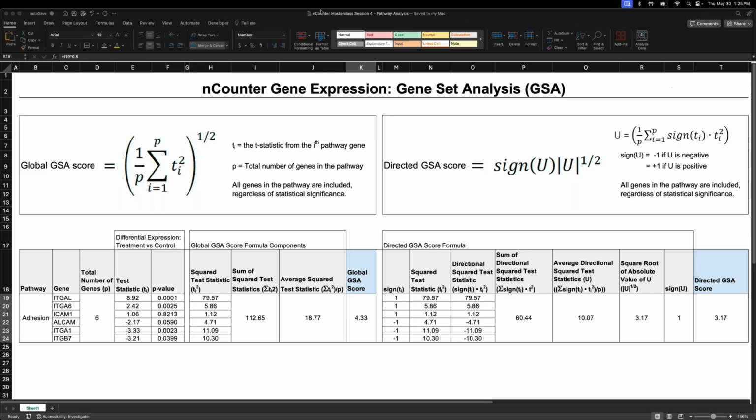I've got to move a couple windows here. So it's calculated basically the same way. It's basically the same thing, but now we take into account, are these T statistics positive, indicating upregulated, or are they negative, indicating downregulated? So that's where the directed term comes from. It's directed, indicating, are most of the genes upregulated in the pathway, or are most of the genes downregulated? So if the GSA score is positive, it indicates most of the genes in the pathway are upregulated. If the GSA score is negative, it indicates most of the genes in the pathway are downregulated.